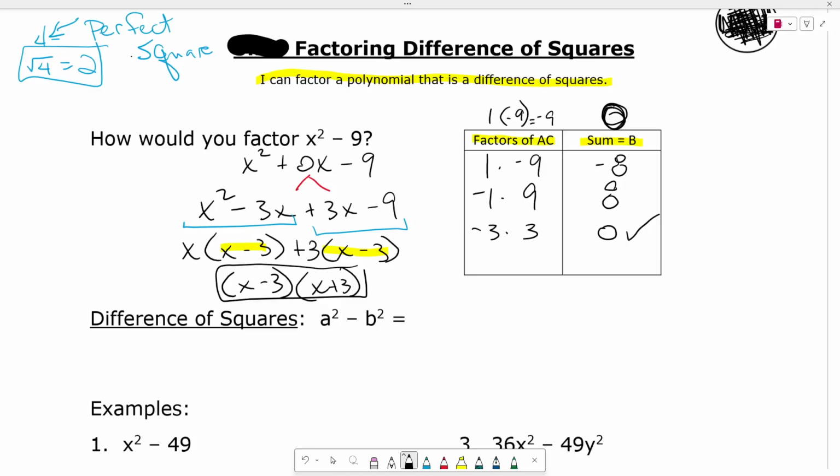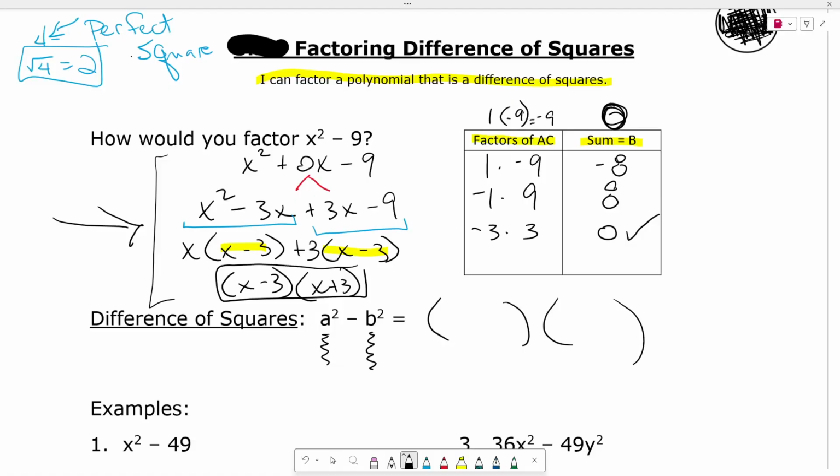But for our difference of squares, all we have to do is recognize this one's a perfect square and this one's a perfect square. If you see that those are both perfect squares, we don't need to go through and do all of this here. If we had to and forgot, we could. But I look at this and go, man, I've got a perfect square minus a perfect square. I'm going to drop down and put 2 sets of parentheses.